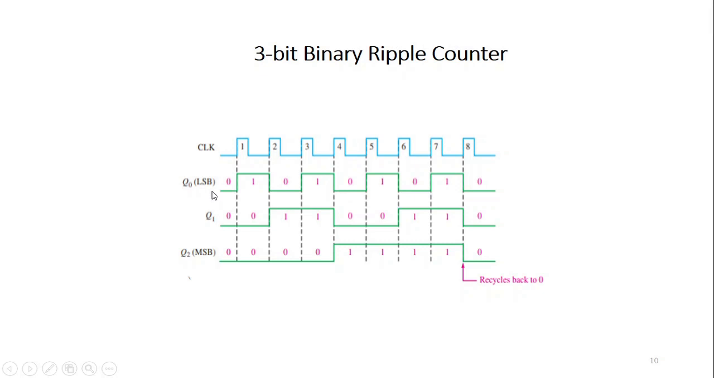When both J and K inputs are high, what are the Q0, Q1 and Q2 outputs? Those are displayed here. And initially, the state of the counter is 0, 0, 0. That means Q0 is 0, Q1 is 0 and Q2 is also 0. Initially it is loaded with the value 0.